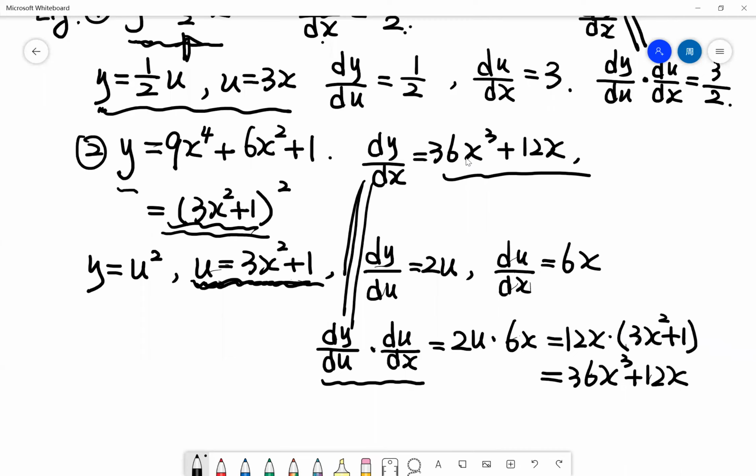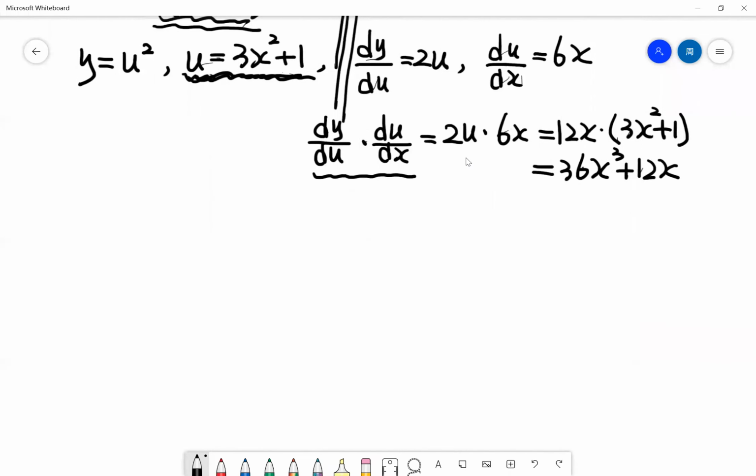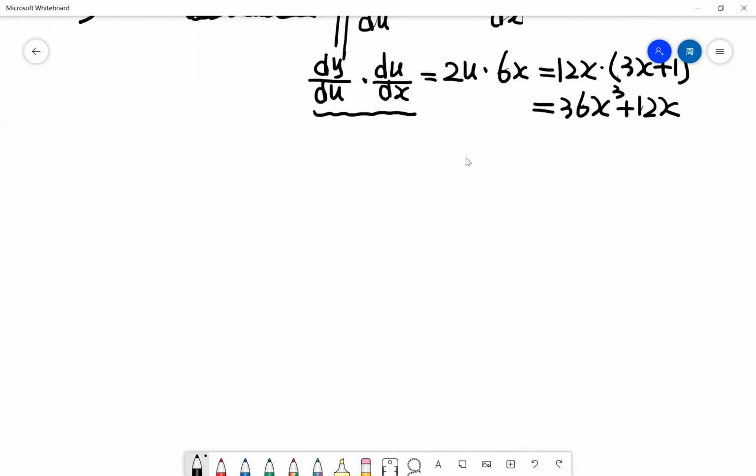No? Okay. So here we can get the chain rule. That is the chain rule.